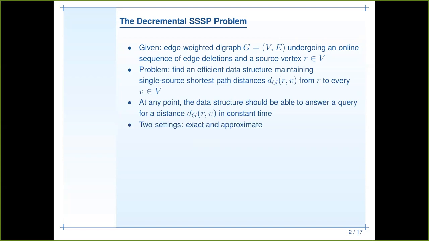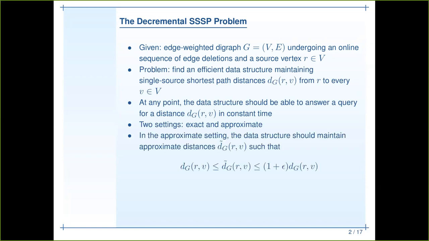There are two main settings for this problem, the exact setting and the approximate setting. We are focusing on the approximate setting in our paper. Here, the data structure should maintain approximate distance estimates from R, so that these estimates are never an underestimate of the true distance, and it cannot overestimate the true distance by more than a factor 1 plus epsilon. And you can think of epsilon here as a small positive constant, as small as you'd like.